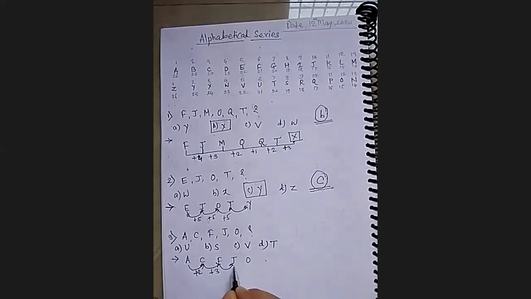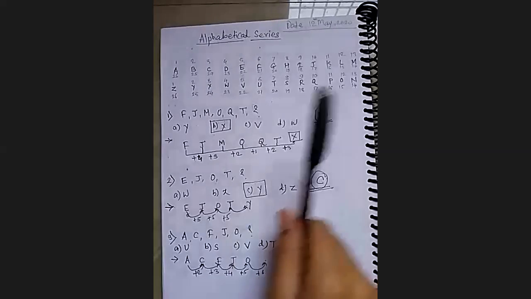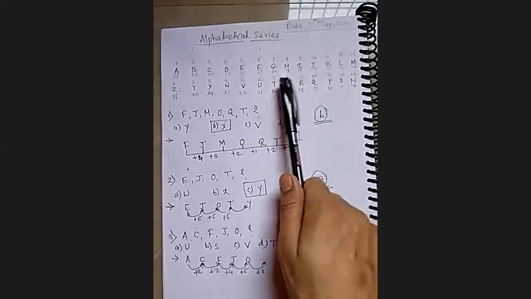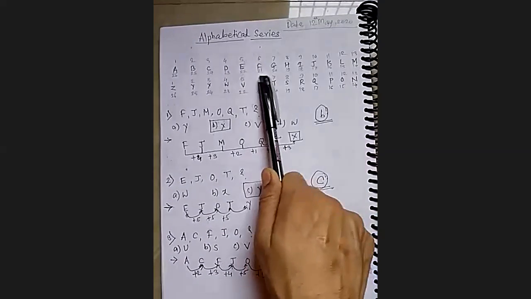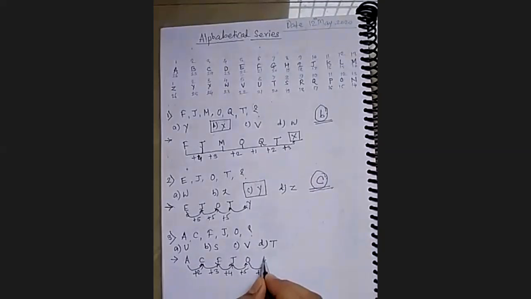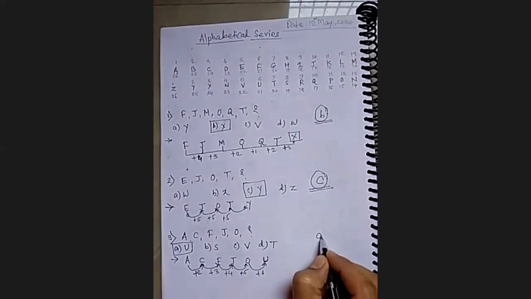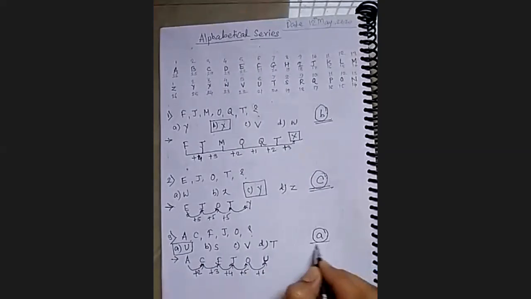Then from F to J, it is at a distance of +4. From J to O, it is at +5. So obviously the next one should be +6. If you add six to O, 1, 2, 3, 4, 5, and the sixth one is U. So here U is expected, right? And that is nothing but your answer, option A. Therefore, the answer is A.